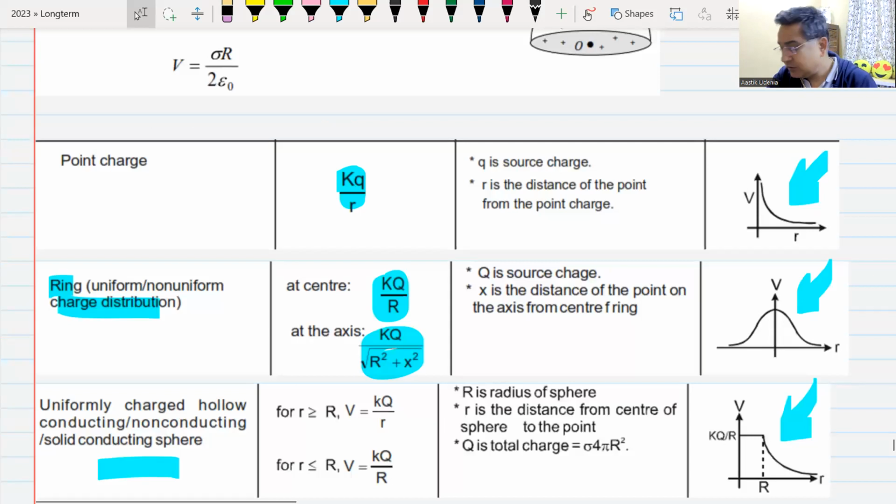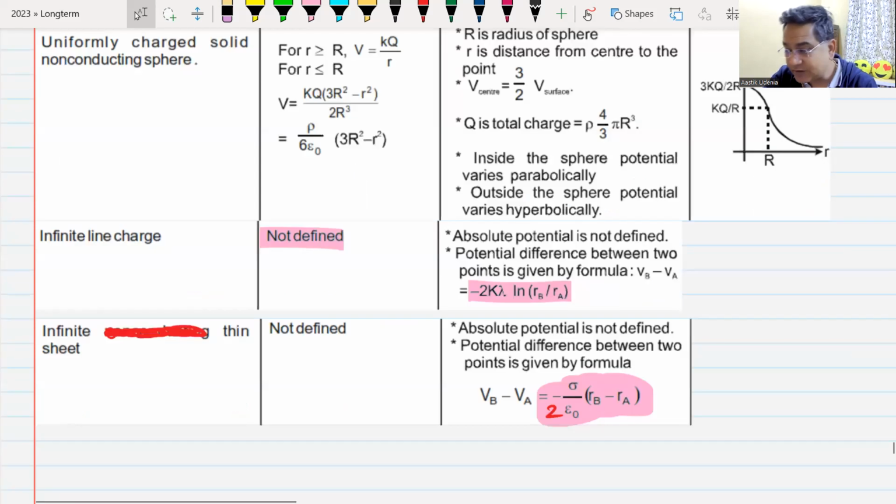This is lecture number 6 in electrostatics and we are dealing with electric potential and electric field. In the previous lecture we had seen the formulae for electric potential, also electric field due to various types of charge distribution, whether it is a point charge or a ring or a uniformly charged conducting or non-conducting shell, and so on. Do we remember this? Yes or no?